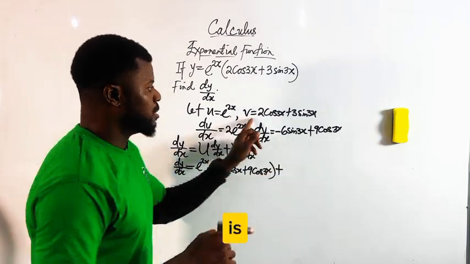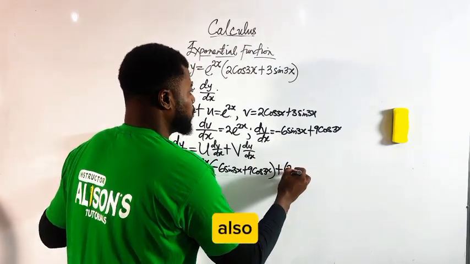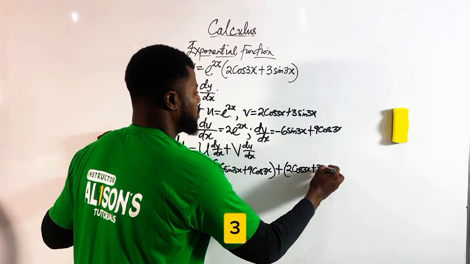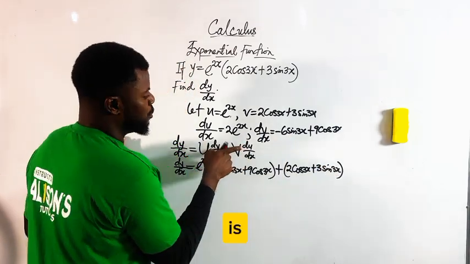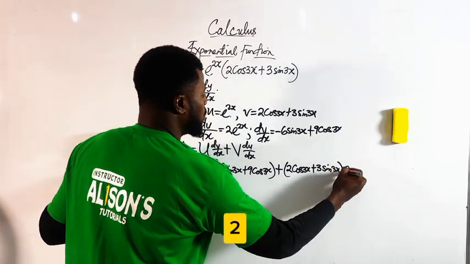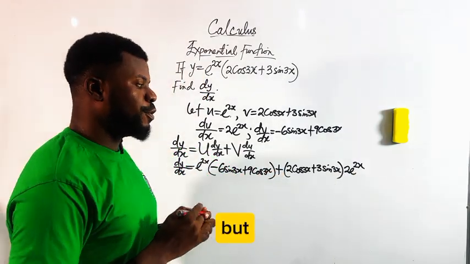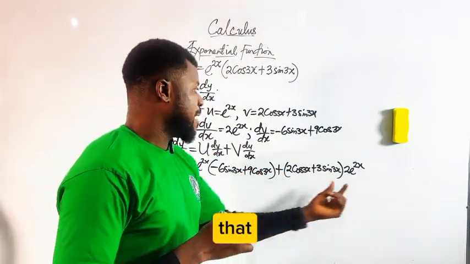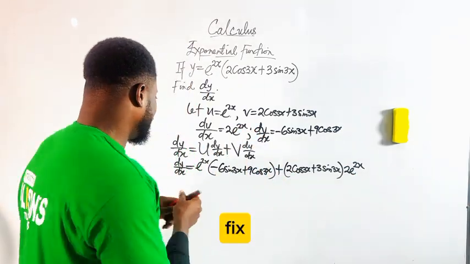Your v is the whole of this. So I'll have, let me put in the parentheses also, 2 cosine 3x plus 3 sine 3x. And the whole of this will multiply by, what is your du over dx? Du over dx is 2 exponential to x. Now this should be the answer, but obviously you can't just have something multiplying this and just leave it like that. Having this one multiplying this, let's expand, collect like terms, and that will be all. So let's fix that right quick.